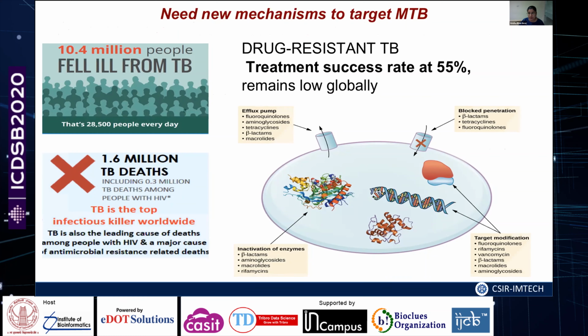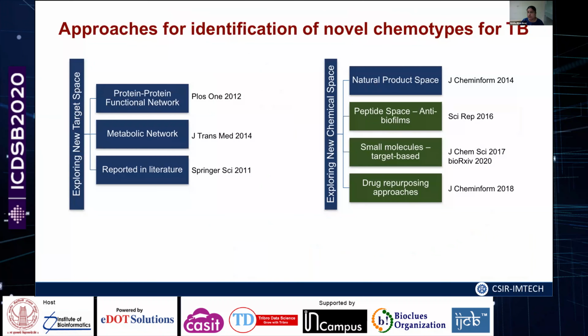And my lab has been engaged in approaches for identification of novel chemotypes for quite some time now. And we take two independent approaches. One is how do we explore new target space, because you need to have new mechanisms, as well as exploring new chemical space. So what I thought today, and if time allows, I'll try to quickly cover it.